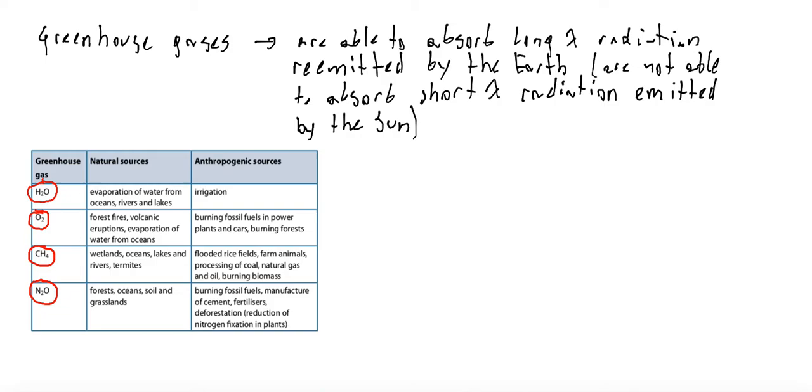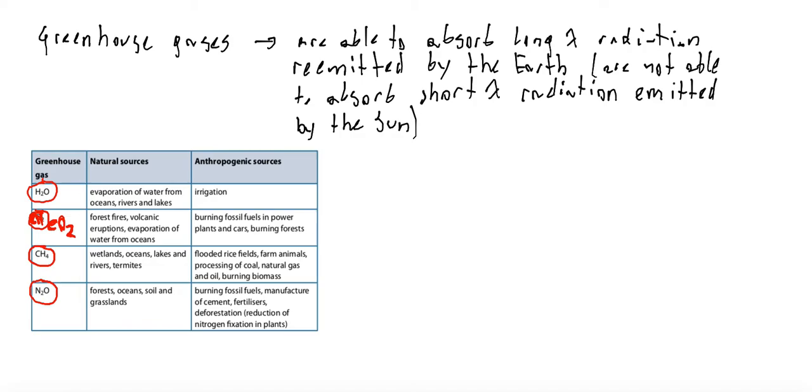Yeah, it's CO2, carbon dioxide. Next, CO2. Okay, forest fires, volcanic eruptions, evaporation of water from oceans, and anthropogenic sources. Carbon dioxide comes from burning fossil fuels in power plants and cars, burning forests. Okay, you know that in this book there are a lot of mistakes, but this is a very significant mistake. Not O2 but CO2, remember.